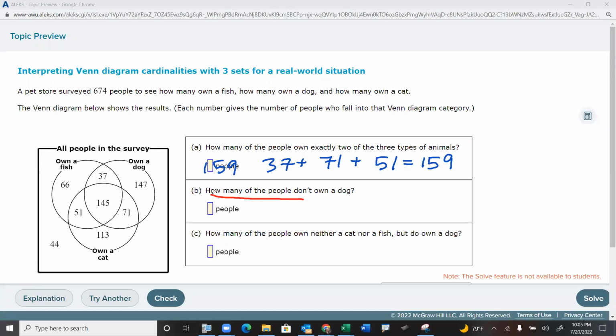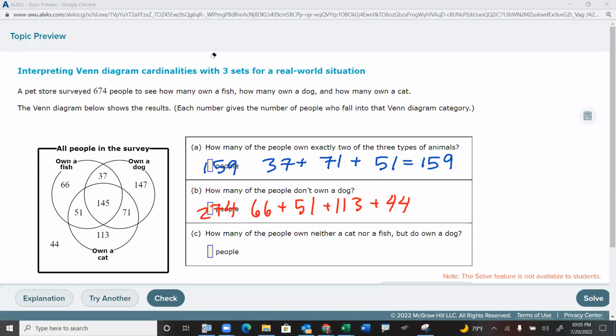Okay, so now how many people don't own a dog? Well, these are the people who own a dog, and so everybody else does not own a dog. Okay, so it'll be the other 66 plus 51 plus 113 plus 44. And again, you don't want to forget these guys. People tend to do that. Okay, so 66 plus 51 plus... I get 274. So I think, I don't know, I guess that's correct. I'd like to think so.